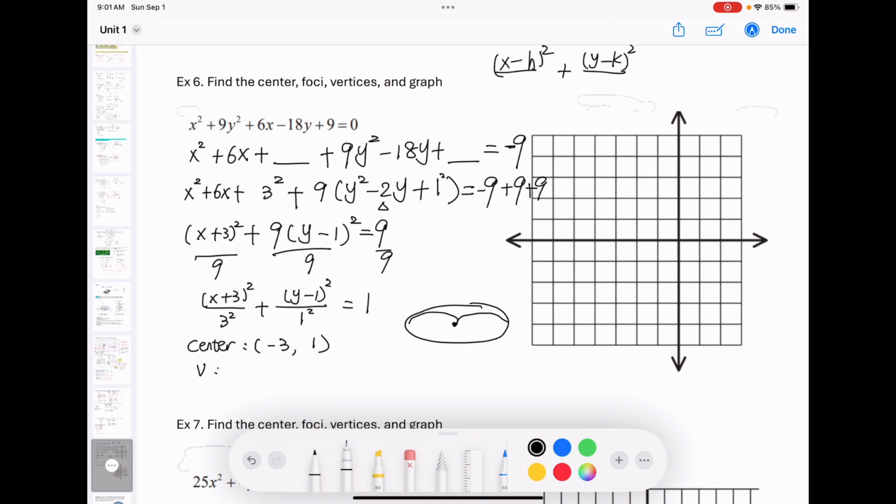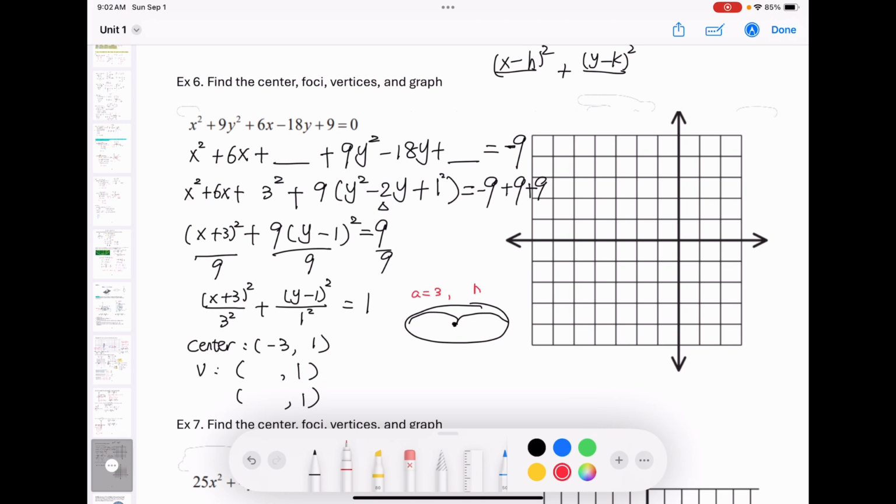A is 3, and our vertices should have the same y value as my center, because we are moving to the left and to the right. So vertices must have the same y value. We can copy the 1 here and then copy the 1 here and move to the right, move to the left, the 3 plus or minus a. We can put our a here. So a is equal to 3.